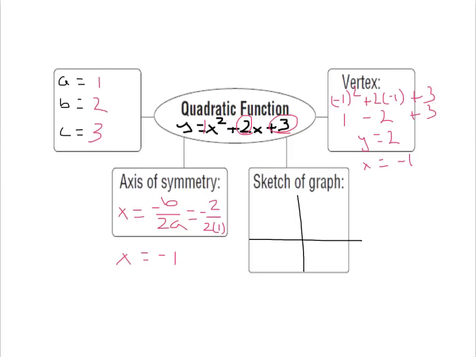We know that the vertex is going to be at the point negative 1, comma 2. So negative 1, comma 2 is going to be right around there. We also know that our y-intercept is going to be positive 3. So that means it's going to look something like this. And then it's going to go up, and we're going to go on to the other side and do the same thing. So that's a rough sketch of this parabola.